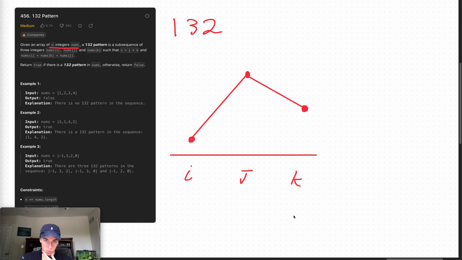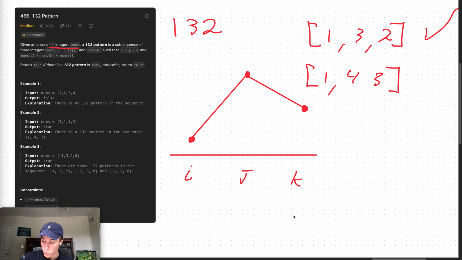So what's an example of these 132 patterns? Well, 132. So an array with values 1, 3, 2 would be valid. An array with elements 1, 4, 3 would be valid, all because they follow this pattern that i is the smallest element, j is the largest element, and k is somewhere in the middle. Okay, cool. I think I understand the question pretty well.